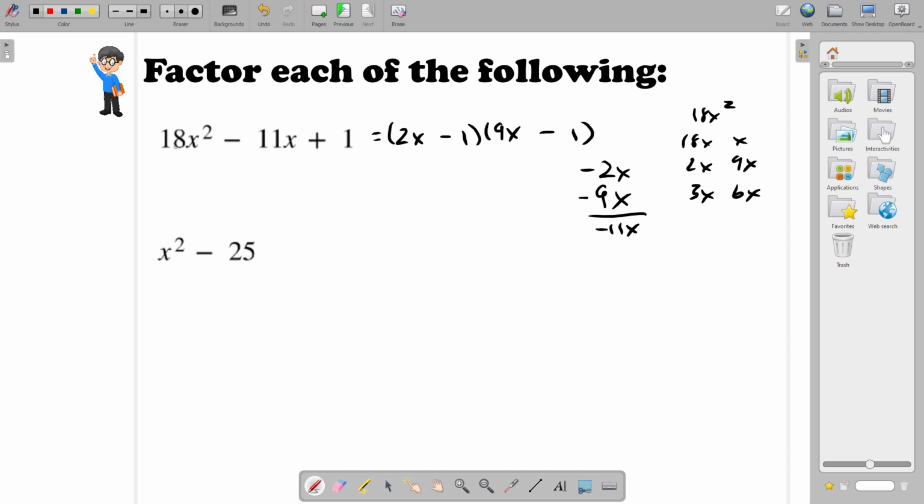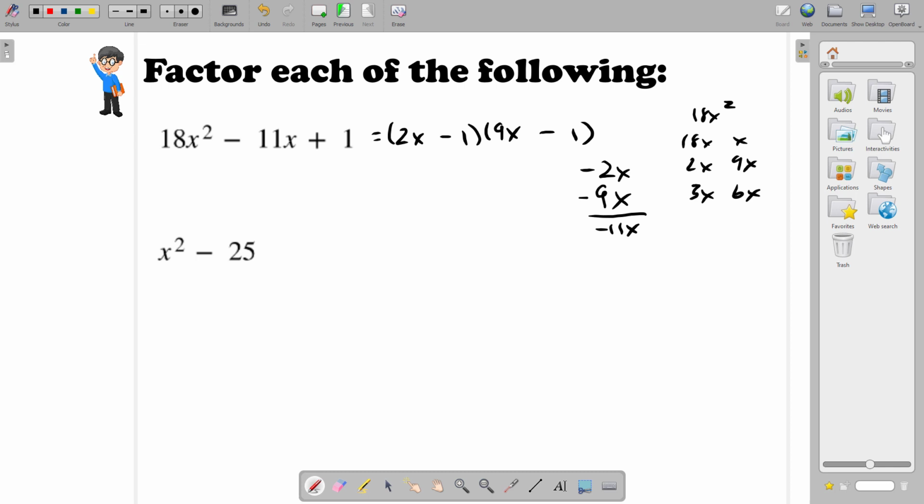2x times 9x is 18x squared. 2x times negative 1 is negative 2x. Negative 1 times 9x is negative 9x. Those add up to negative 11x. And negative 1 times negative 1 is positive 1.